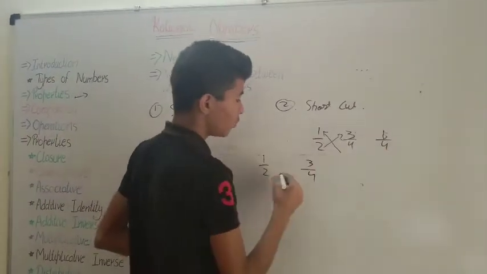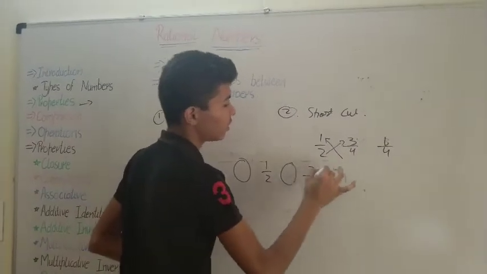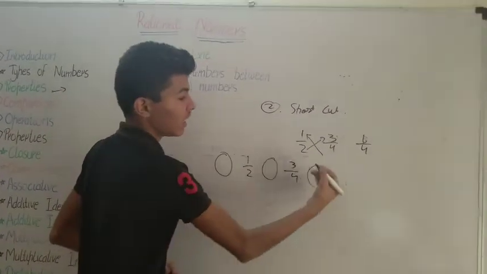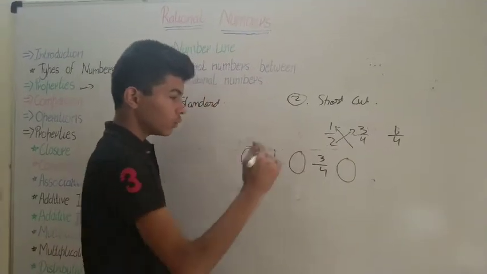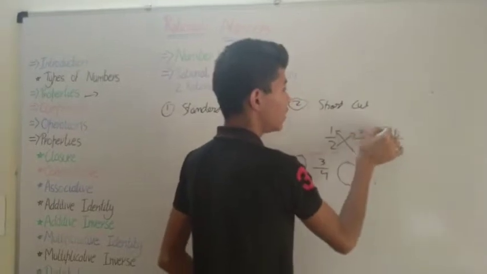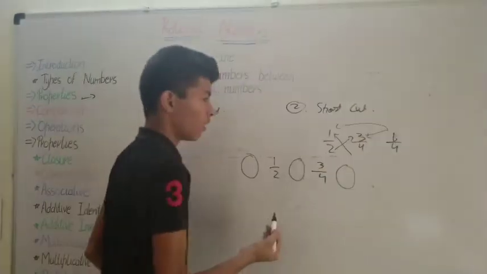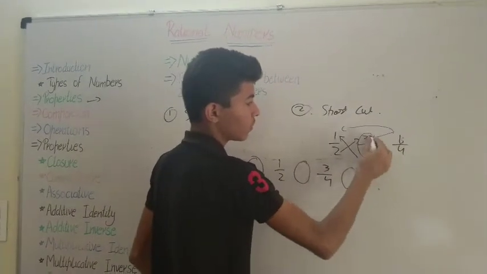So this number could take three positions. This is one position, this is the second position, and this is the third position, as we are going in ascending order. So we have to first compare with this fraction and then compare with another fraction to get the proper position. First, let's consider 3 by 4.